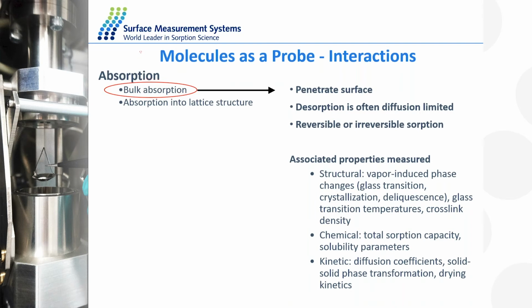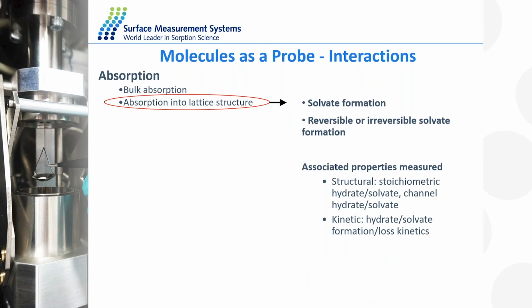The last type of interaction is very specific, is the absorption into the lattice structure. In this case, the molecule penetrates through the bulk of the material and causes a structural change in the sample. We're talking about starting from a material that is anhydrous and then moving to a hydrate. And if we're introducing an organic solvent, we're usually talking about a solvate. Now, again, the process can be reversible or irreversible, but we also add an extra definition here, which is stoichiometric.